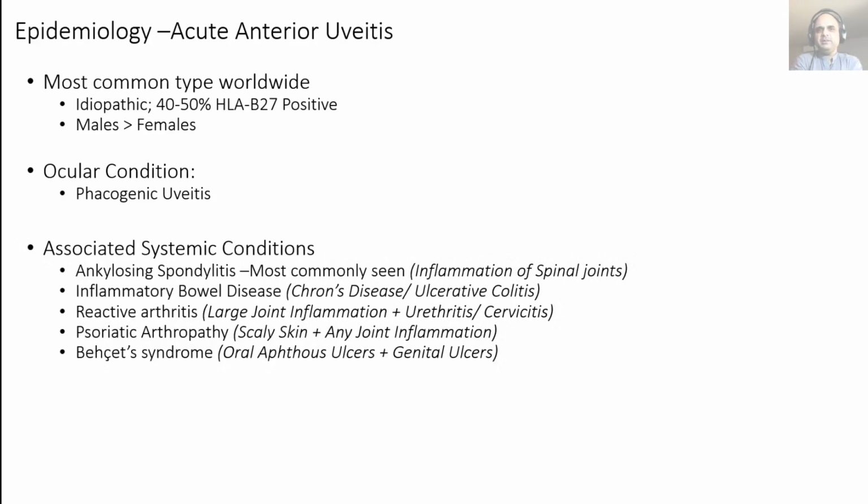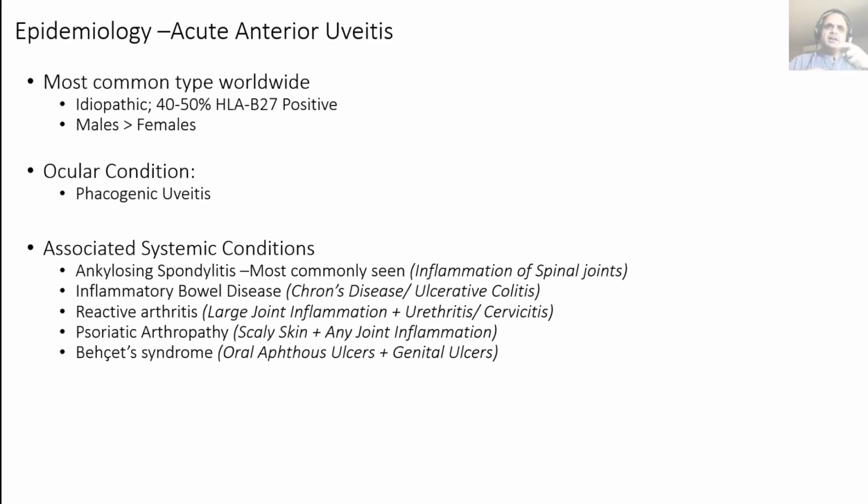The systemic conditions are the spondyloarthropathies. RF negative spondyloarthropathies include ankylosing spondylitis, which is the most commonly seen associated systemic condition. Ankylosing spondylitis is basically inflammation of the spinal joints, which fuse the spine, and rather than a flexible back, you have something like a bamboo spine. So it's very rigid. Inflammatory bowel disease, I'm sure you've done Crohn's disease, ulcerative colitis. Reactive arthritis, Reiter's disease, is large joint inflammation together with cervicitis or urethritis, depending upon which genitalia you are looking at. Psoriatic arthropathy is scaly skin and any joint inflammation.